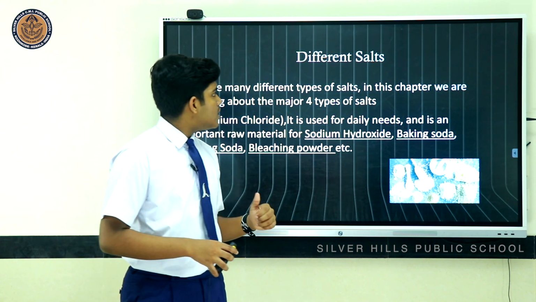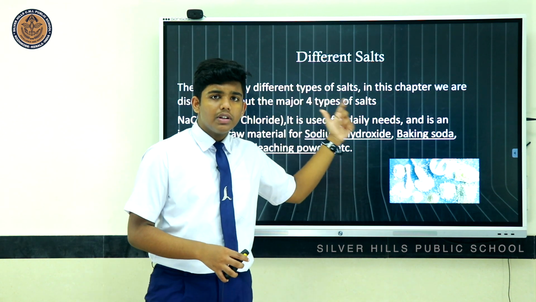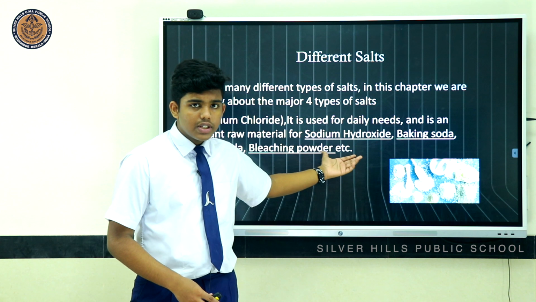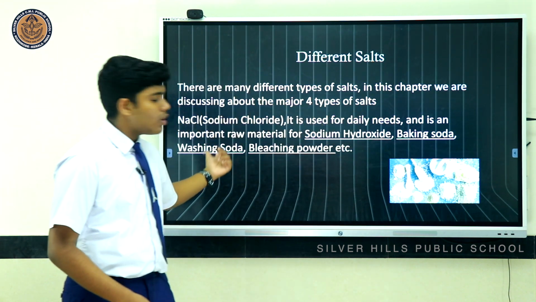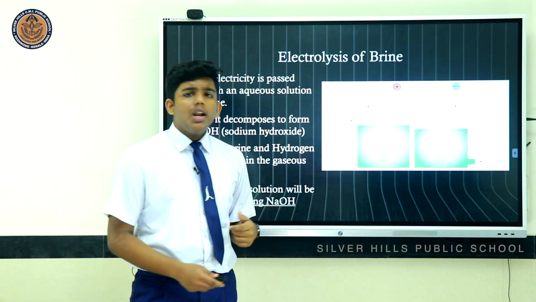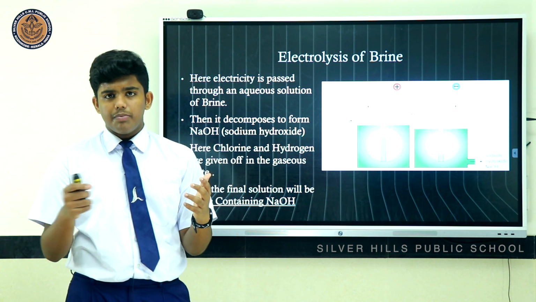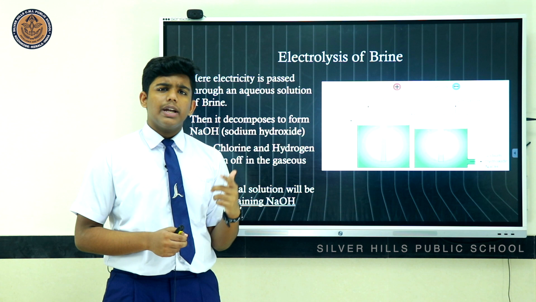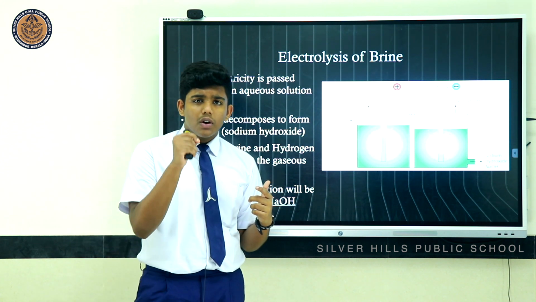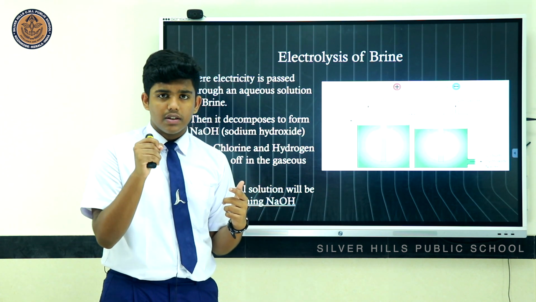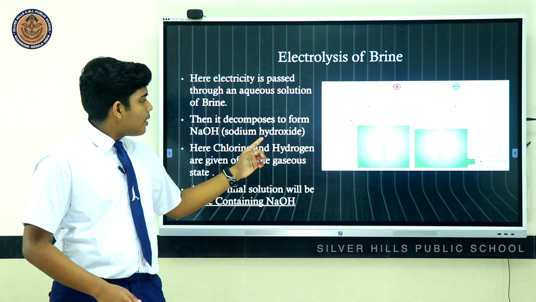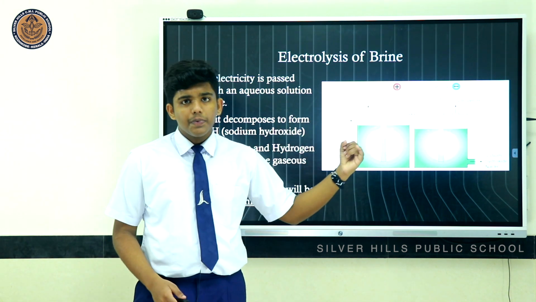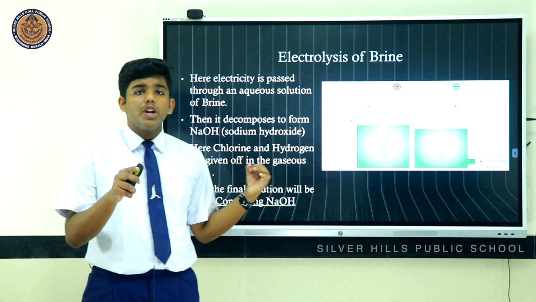So, now let us move on to some of the most important salts that we are discussing in this chapter. They are namely sodium hydroxide, baking soda, washing soda and bleaching powder. Now, let us move on to electrolysis of brine or aqueous NaCl. So, what is brine? Brine is a concentrated solution of NaCl. Here, when brine is electrolyzed, it decomposes forming chlorine, hydrogen and sodium hydroxide.